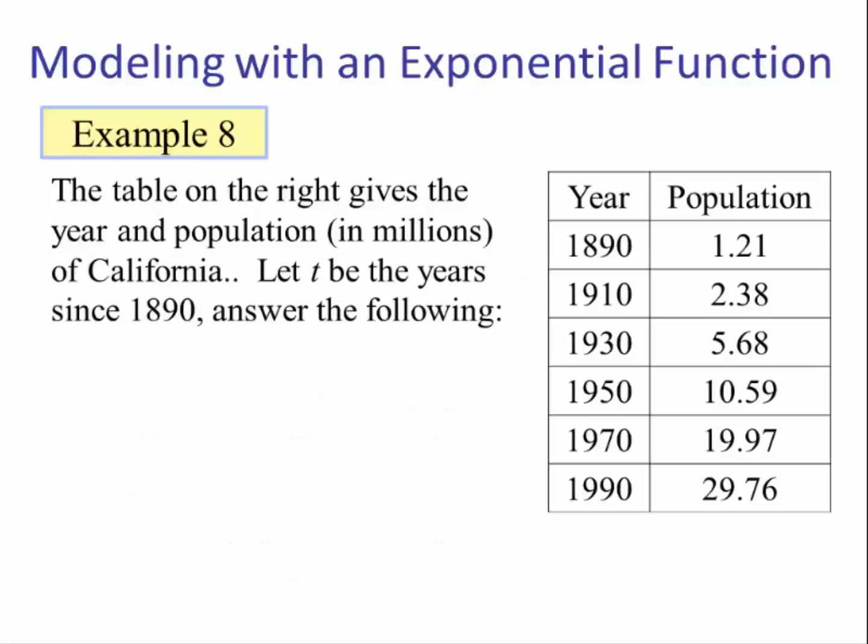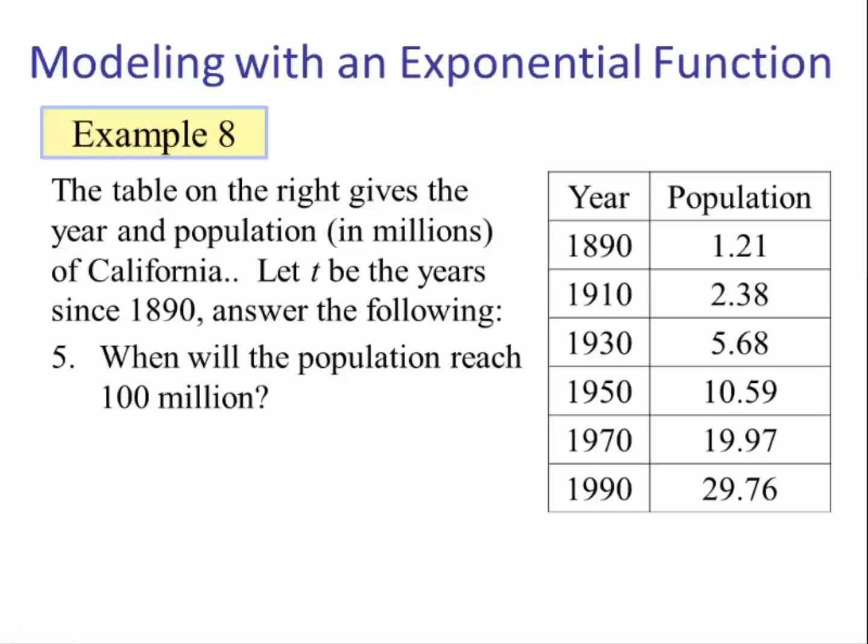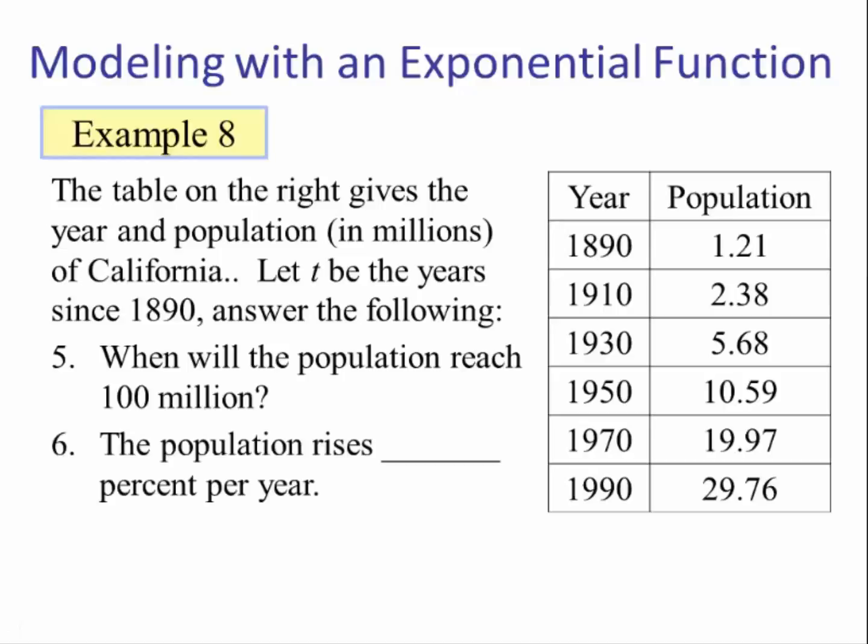Explain. Number 4. Using the best model, predict the population of California in the years 1985 and 2015. Are these values an interpolation or an extrapolation? Number 5. When will the population reach 100 million? Number 6. The population rises blank % per year.